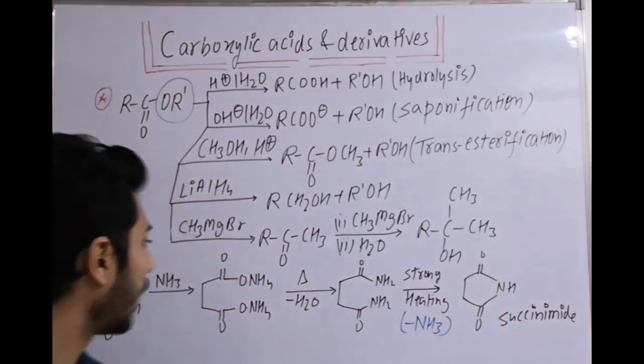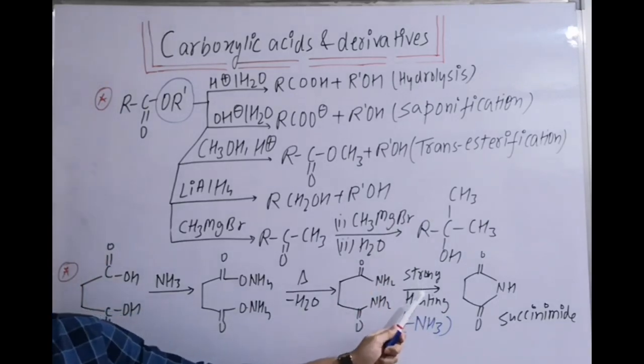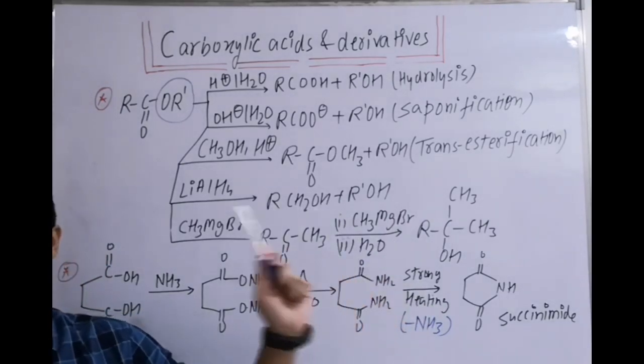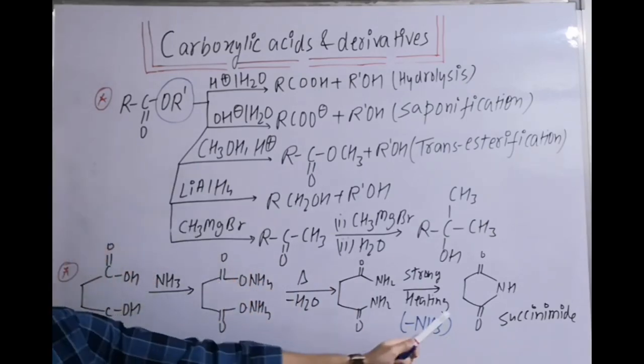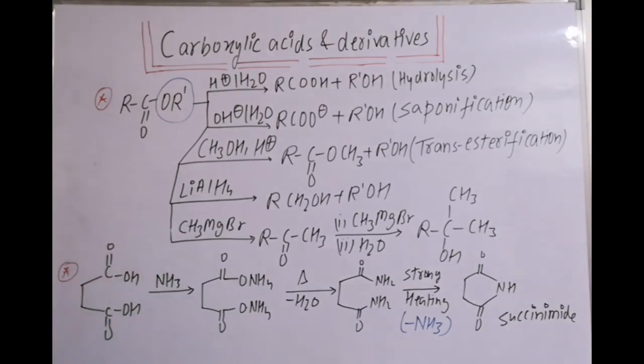Okay, this is important reaction. If we take simply carboxylic acid RCOOH, it forms RCOONH4. Heating, H2O release, amide is formed. But here it is dicarboxylic, diamide formed, and then strong heating term should be given. Then 1 mole of NH3 is evolved, resulting into amide, succinimide formation.